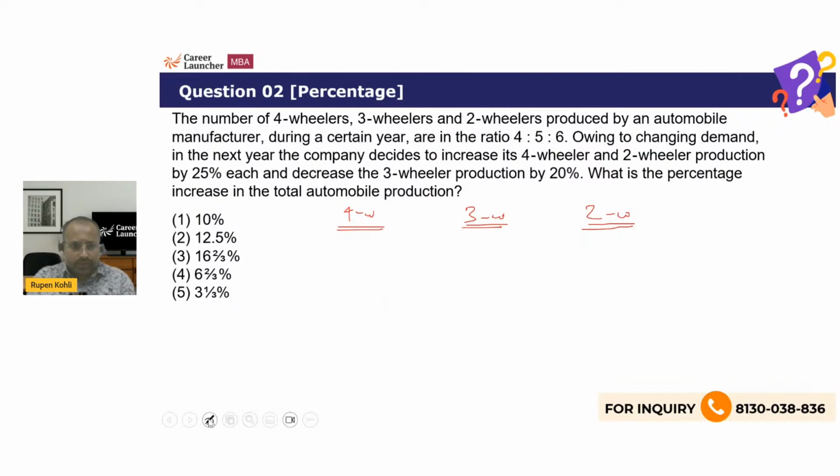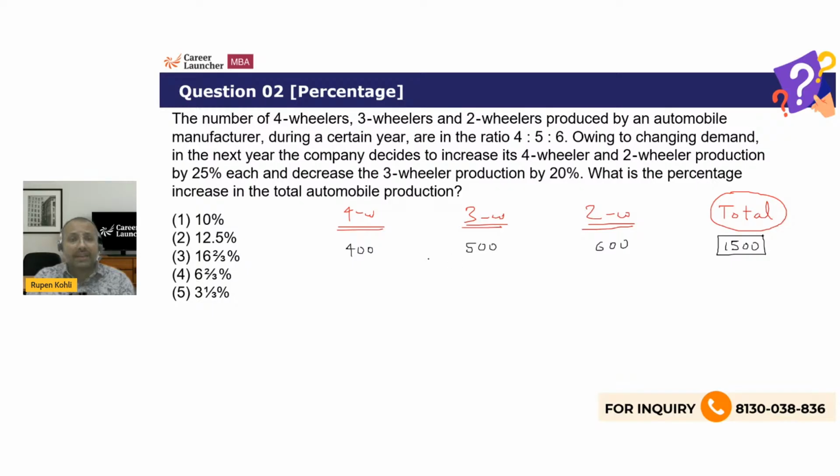So therefore, if I take the number of four wheelers, again 4 is to 5 is to 6, I'm taking as simple numbers 400, 500, 600. So what is the total? 1500, because on that denominator we will observe the percentage change. So the initial total number of vehicles I've taken to be 1500. Now they will change.